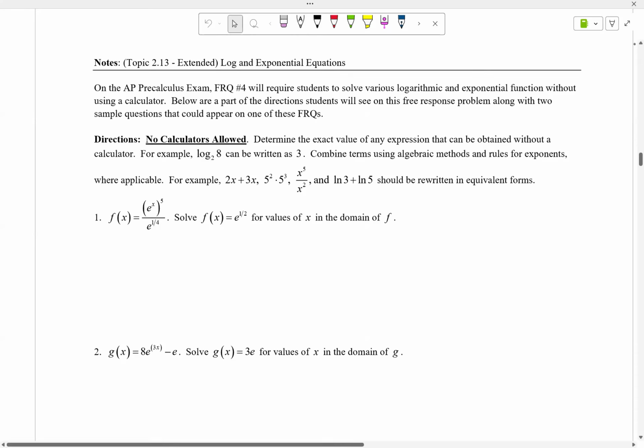Okay, so we have this lovely fraction here. The question is asking solve for x when it's equal to e to the 1/2. So, oh, this is page 5, is it? Is that right?